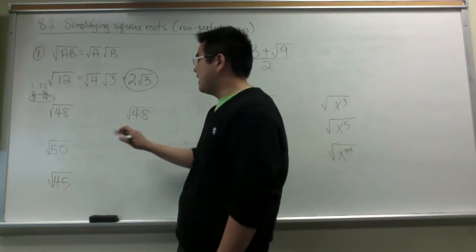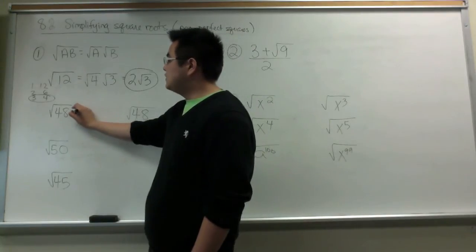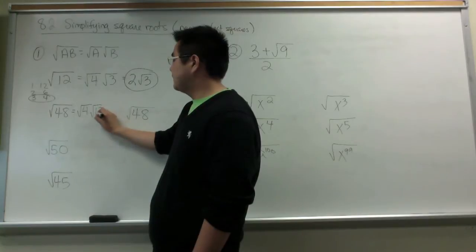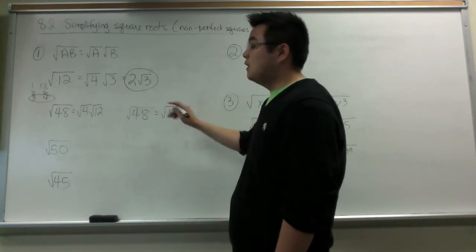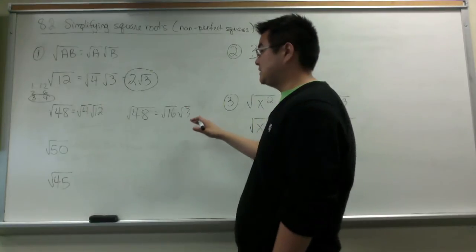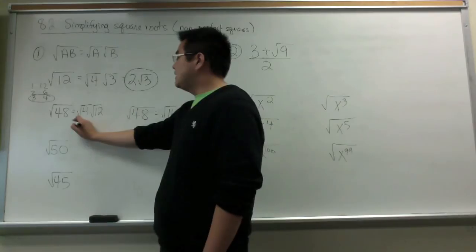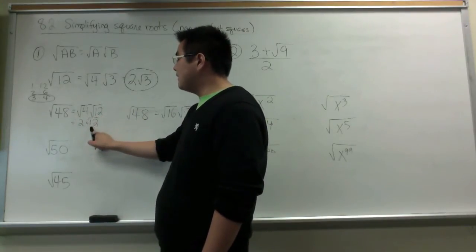If we look at square root of 48, I wrote it down twice because there's two ways that you can attempt this problem. You can break up the square root of 48 into 4 and 12, or you can do square root of 16 and 3. One of these ways will result in the answer faster than the other, but both will give you the same answer. So for this one, you're going to end up with 2 root 12.